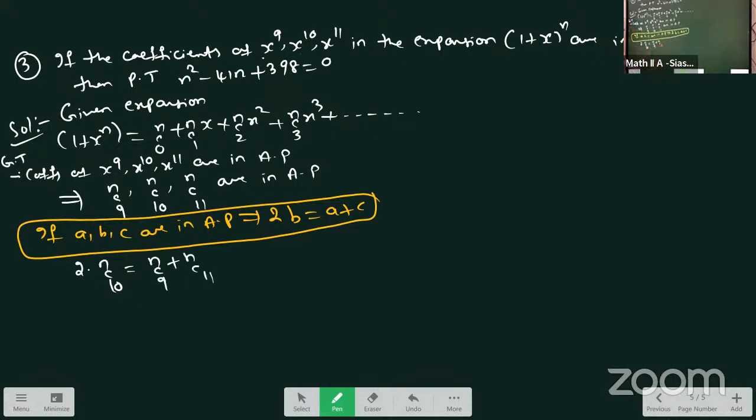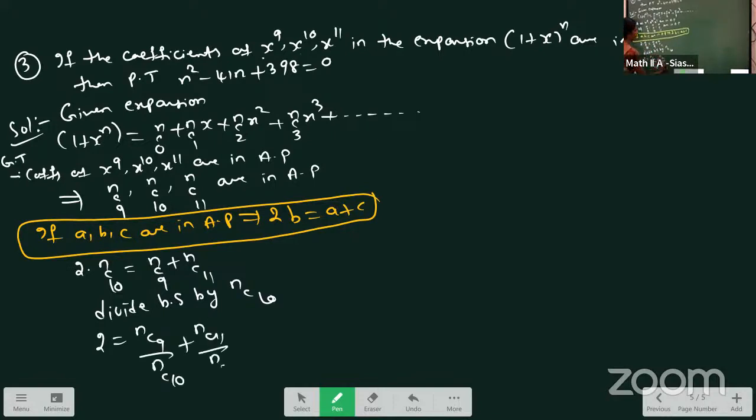Now you have to simplify. Simplification can be done in different ways. Here I am going to tell the easy way. First, what to do? Divide both the sides by NC10. So we will get 2 is equal to NC9 by NC10 plus NC11 by NC10, as NC10 cancels.